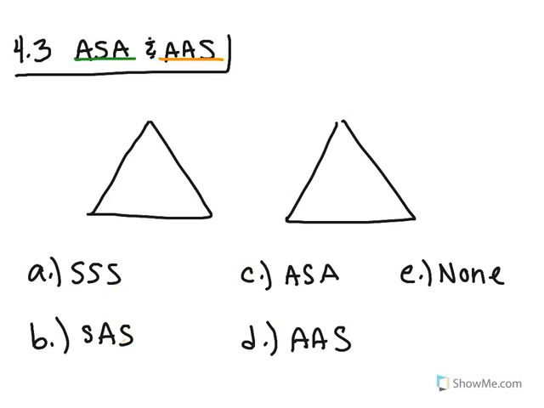Okay, so I'm going to walk you through a couple examples just to test your knowledge. I'm going to draw a couple pieces of notation on these two triangles, and you are going to try to guess how they are congruent. Your options are below: A, B, C, D, or then E is none. So here is number one. What do you think?